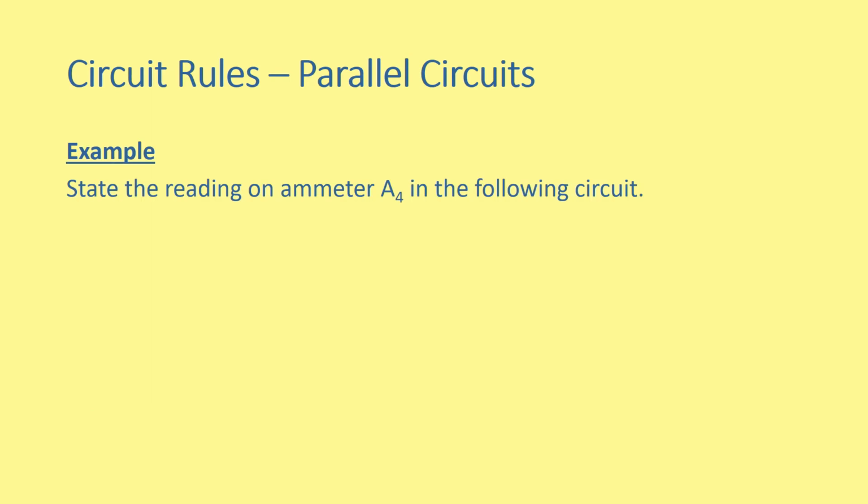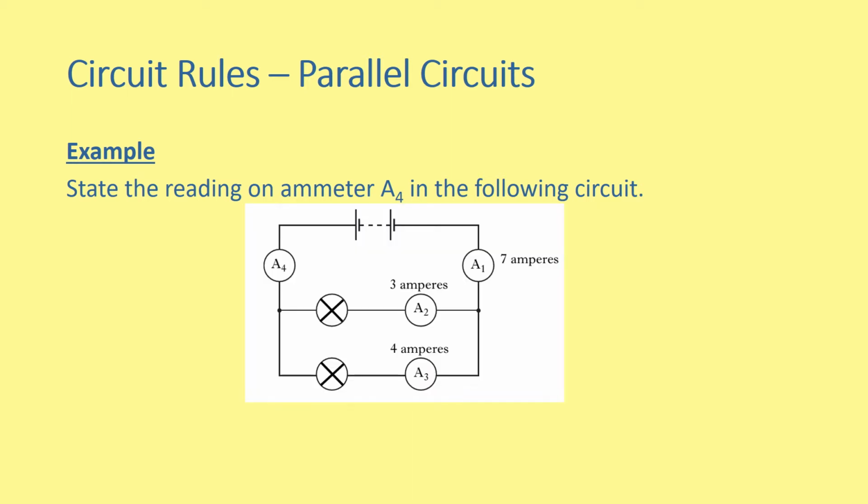Example. State the reading on the ammeter A4 in the following circuit. We have our supply, a current of A1 is measured at 7 amperes, 3 amperes goes through A2, 4 amperes goes through A3, and therefore, as those 2 branches add up, current A4 is going to be the same, it's going to be 7 amperes.